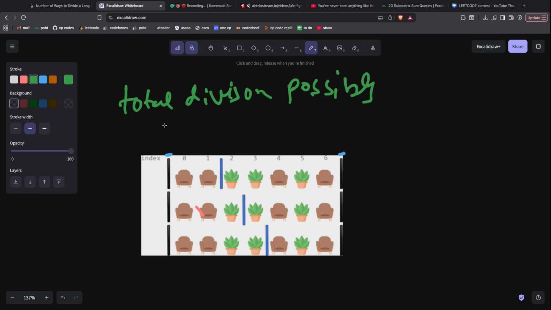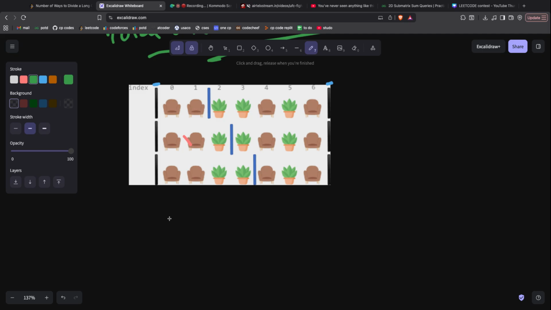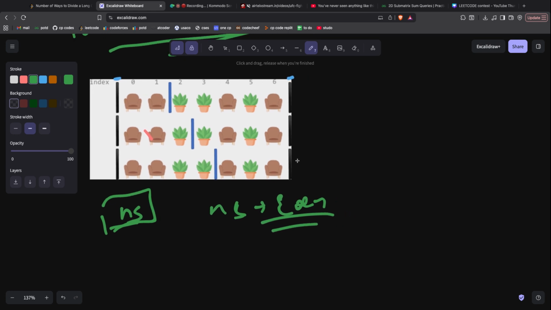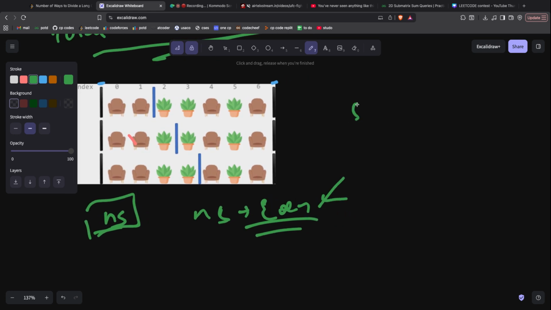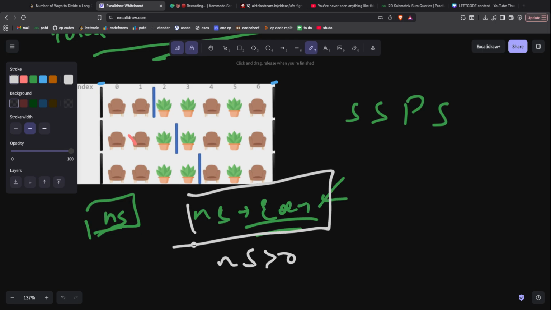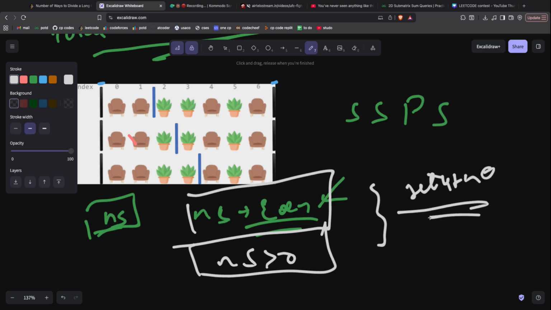How can you solve this? Basically, let's say the total number of seats is ns. Now obviously ns should be even, because if ns is odd, so let's say this is SSPS, obviously we cannot divide this in a way that every division has two seats, because if we divide it like this, it will have one seat. If we divide it like this, it will have one seat. So ns should be even and ns should be greater than 0. If either of these is not true, we can return 0. There is no possible way to divide our corridor.